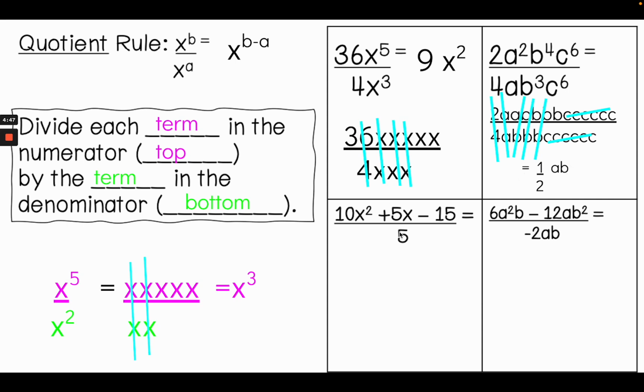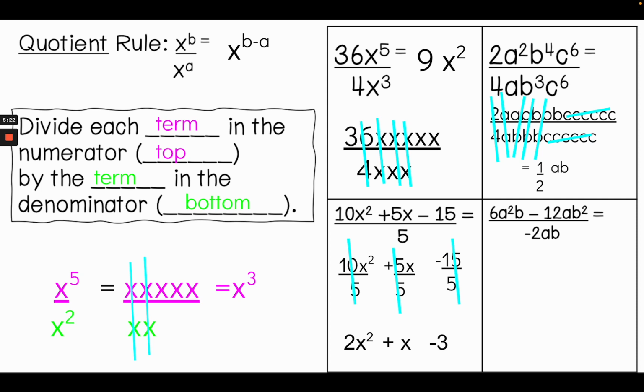Okay, let's look at this next square. I'm going to take each term and divide it by the denominator. So 10x squared divided by 5. Let's look at the numbers. 10 divided by 5 is 2, so 2x squared. Next I have 5x divided by 5. Again, the 5's cancel out, and I'm just going to get x. And lastly, I have negative 15 divided by 5, which is going to be negative 3. And there's my answer.